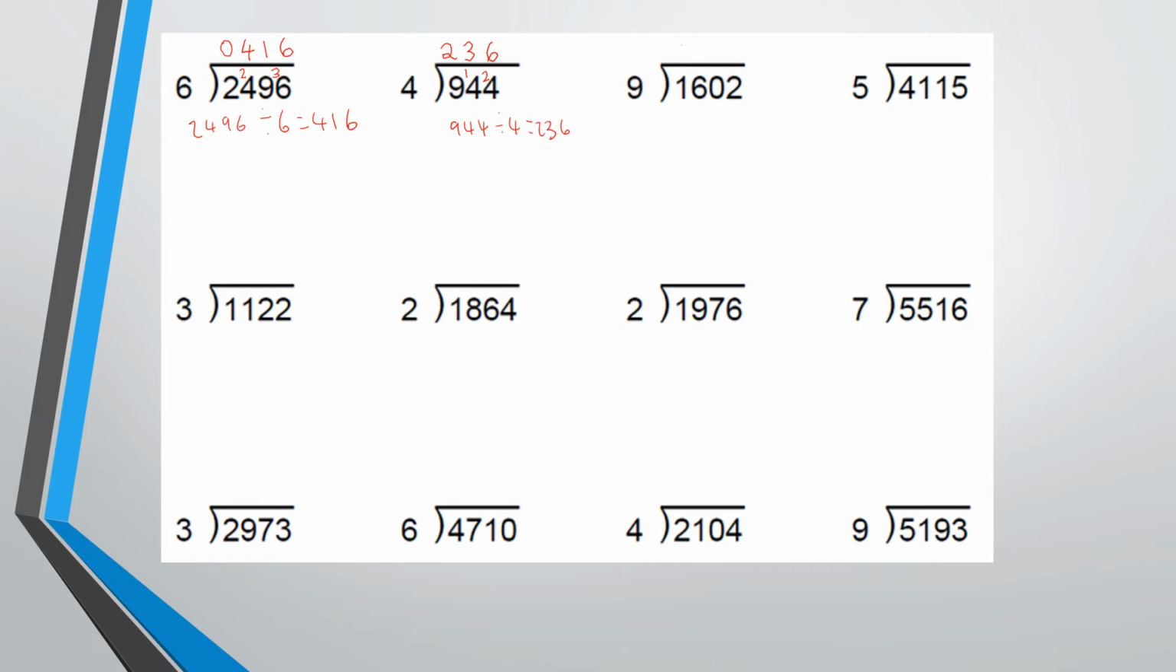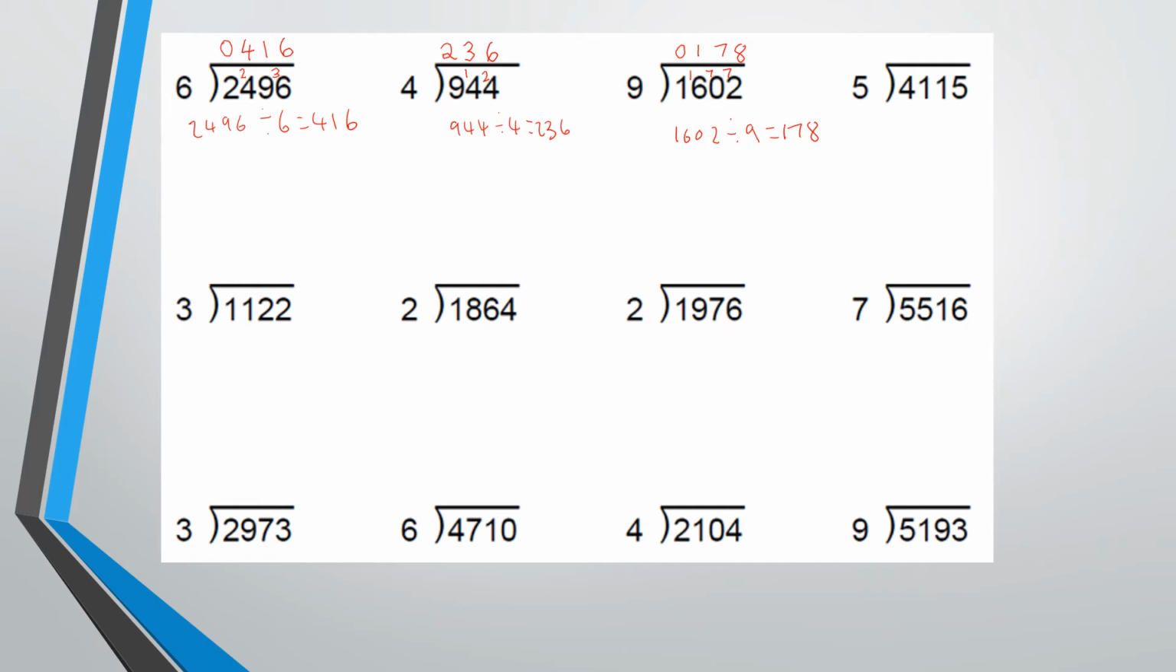Okay, 9 won't go into 1, so carry the 1 over. 9 into 16 is only going to go once because 9, 18, so it's only going to go once. So it's going to give us 7 left over. We're now looking for 9 into 70. So 9, 18, 27, 36, 45, 54, 63, which is 7 times with 7 left over. And 9 goes into 72 8 times. So 1602 divided by 9 is 178.